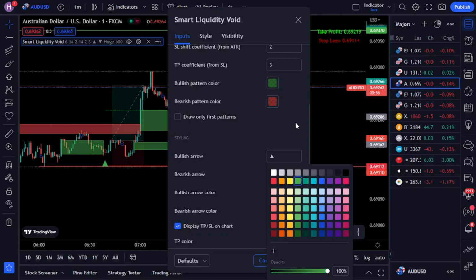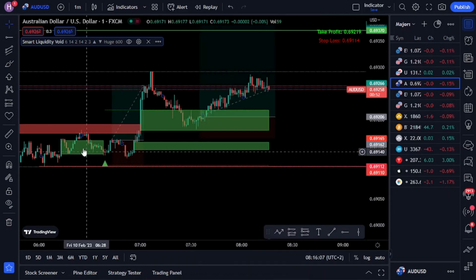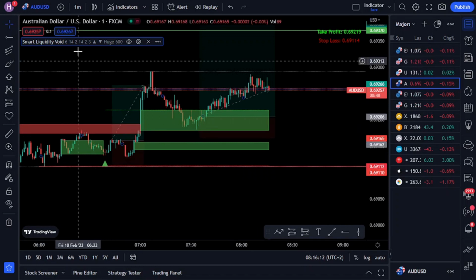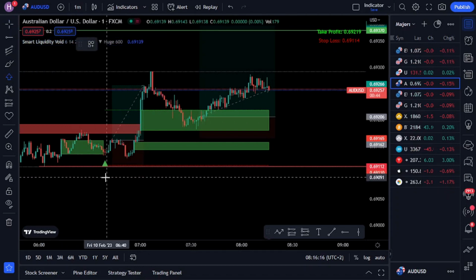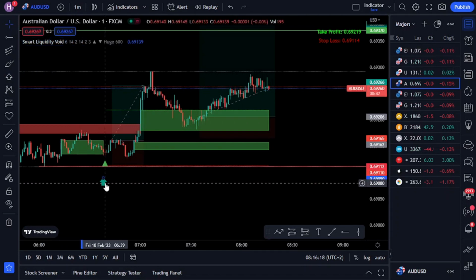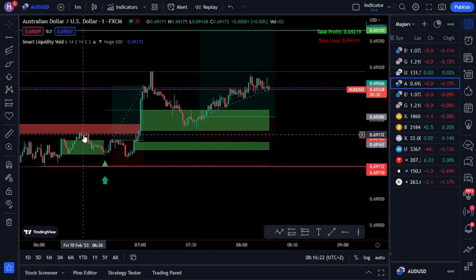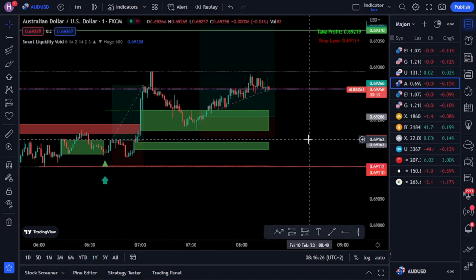Unlike other imbalance indicators for TradingView, our Smart Liquidity Void indicator draws the liquidity voids and predicts whether the price will reverse or continue in the underlying trend after it revisits and fills their imbalance. This means there's a multitude of different ways to trade the indicator.